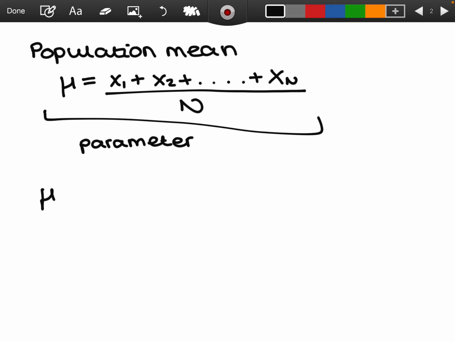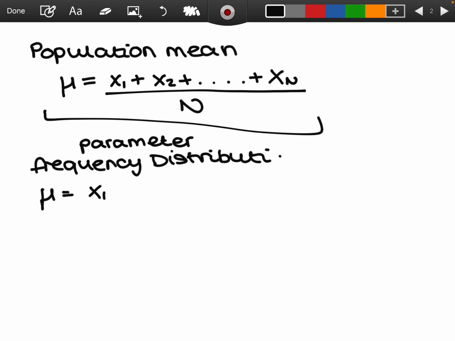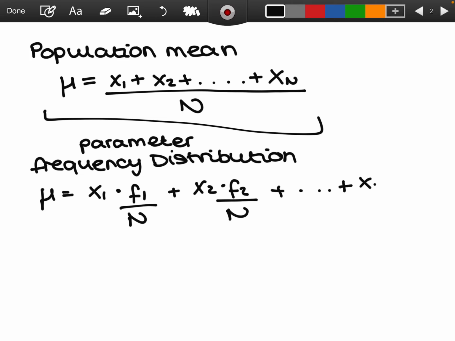So I'll quickly write that down. If you had a frequency distribution, you'll take each of your x values, multiply it by its frequency, divide it by the total number of things in the population. And you do that for each one of your data values. Like I said, this is more of a notational thing, but the actual mean is calculated in the same way.